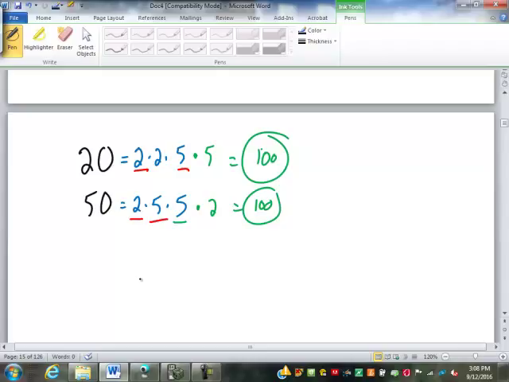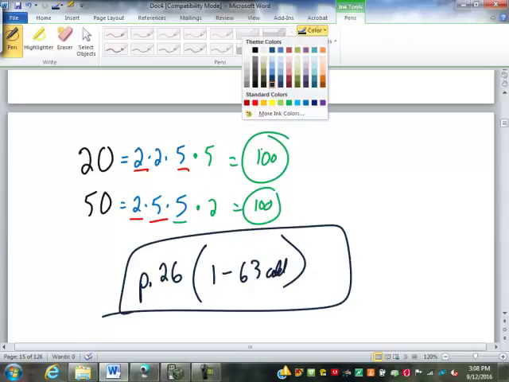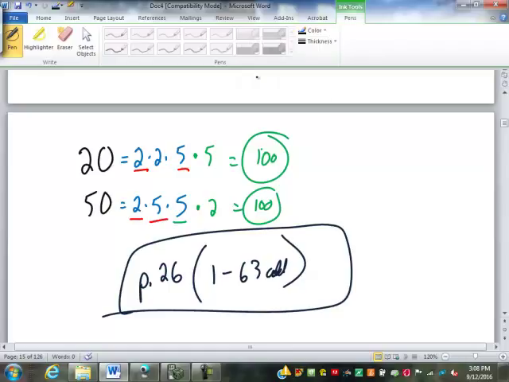Okay, so in your book, page 26, 1 through 63, the odds. Practice the factoring and divisibility rules. We'll give you the next 10 or 12 minutes here to get started on your homework, then we'll take a break, and when we come back, we will do our first test.